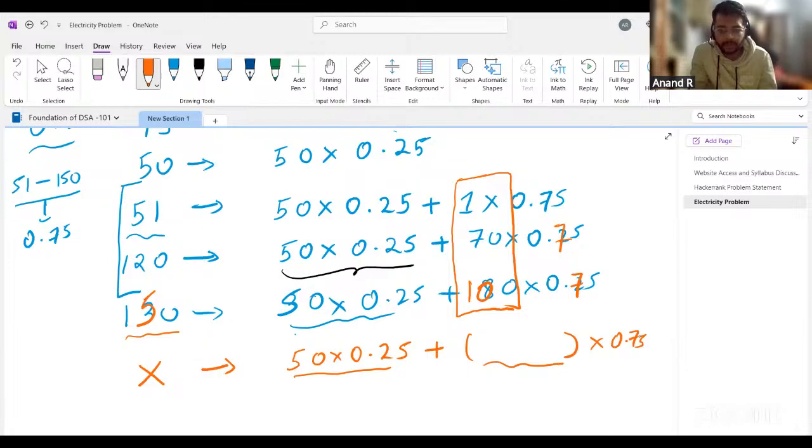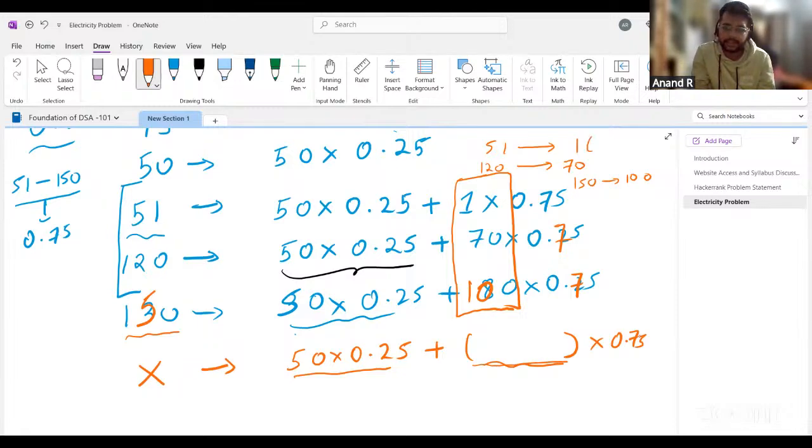Can you help me what this something is? For 51, it's 1 over here. If value is 120, it's 70 over here. If it's 150, it's 100 over here. So what is the value over here?